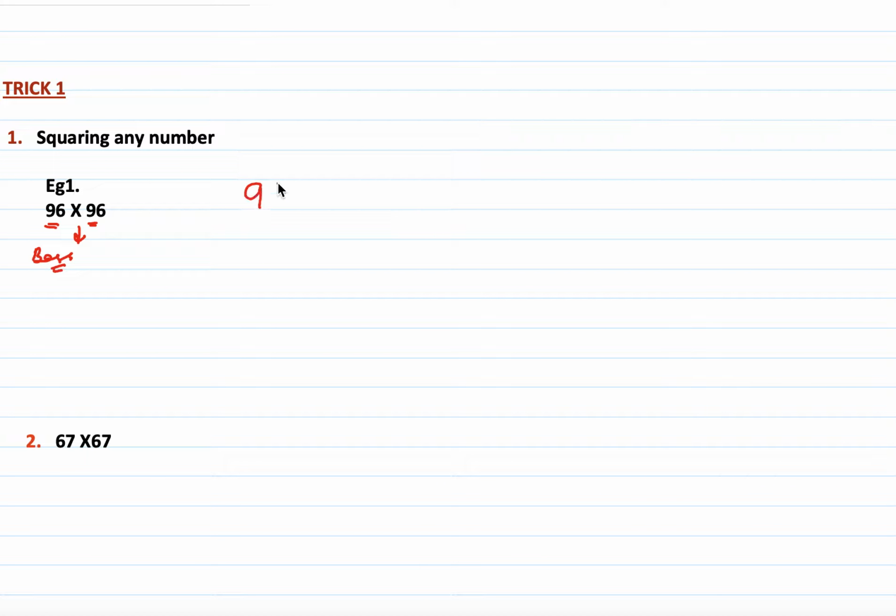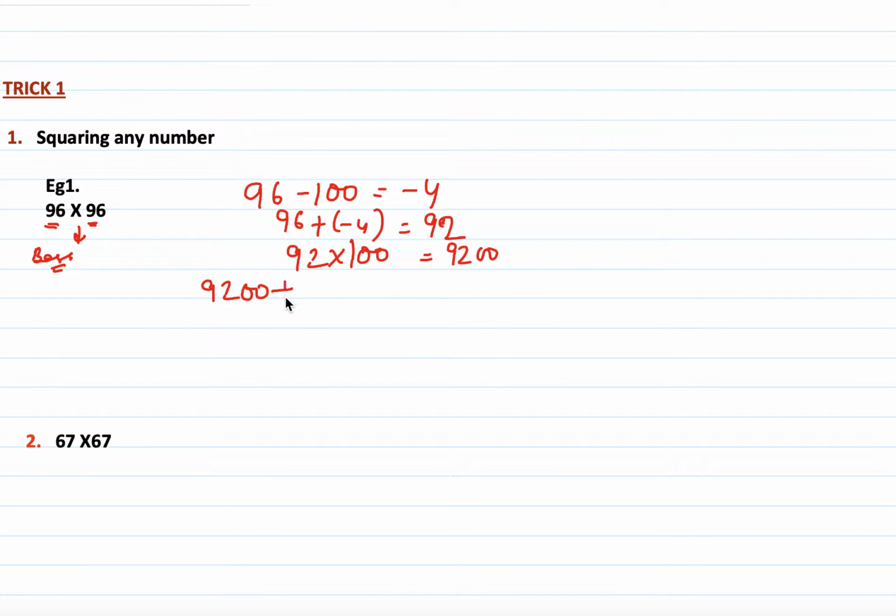What you have to do is 96 minus base, the difference is -4. Add this difference to the number, you will get 92. Then 92 multiplied by the base, it is 9200. So now what you have to do is, in this you have to add the square of the difference, which is 16, so 9216. Got it? It did not take much time for us.